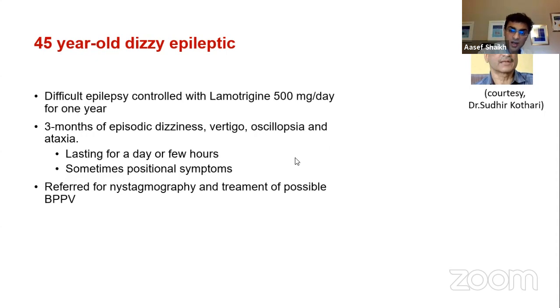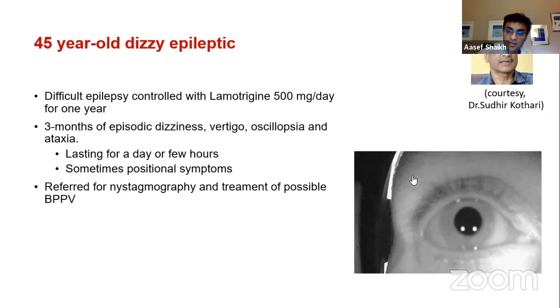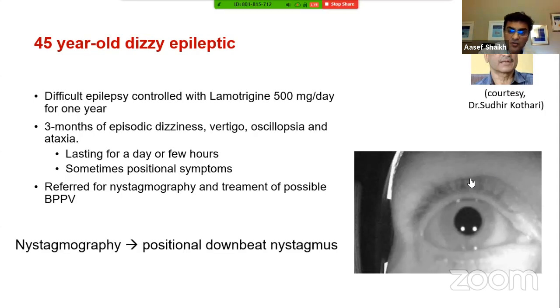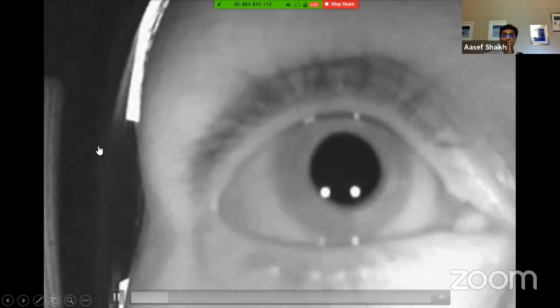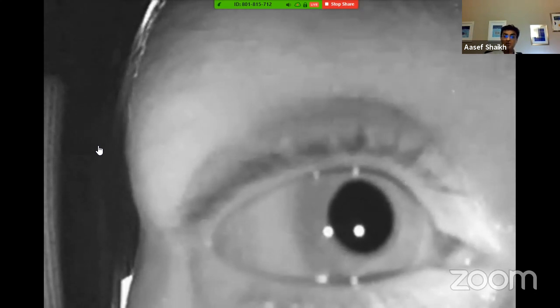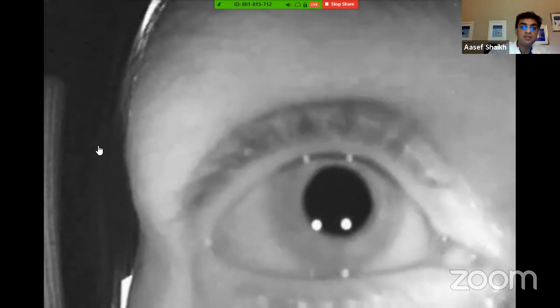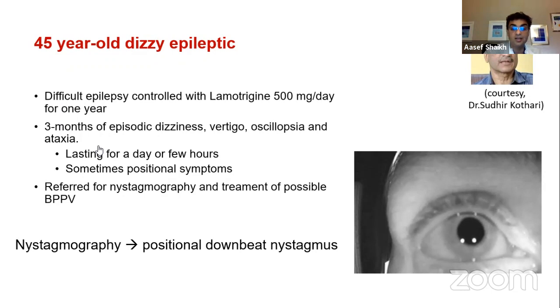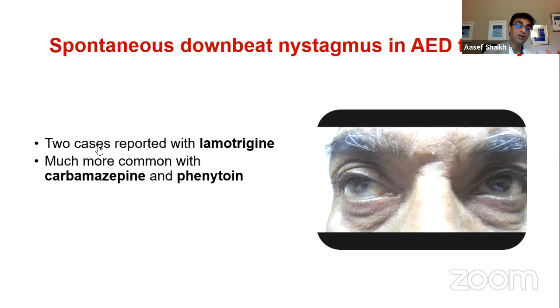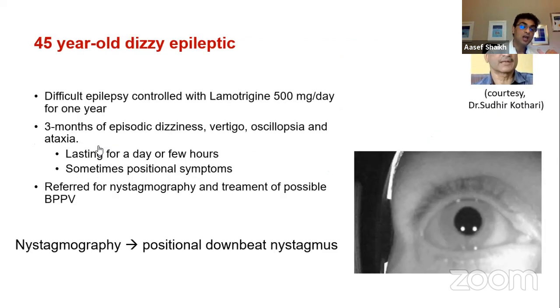So Dr. Kothari did video nystagmography, and as you can see here in this nystagmography, she had quiet eyes, and now I believe she is put in another position, and as she is put in a different position, her nystagmus would come up. So she had positional downbeat nystagmus in lamotrigine toxicity. And again, in these people, if you re-titrate these medications, their nystagmus gets better.